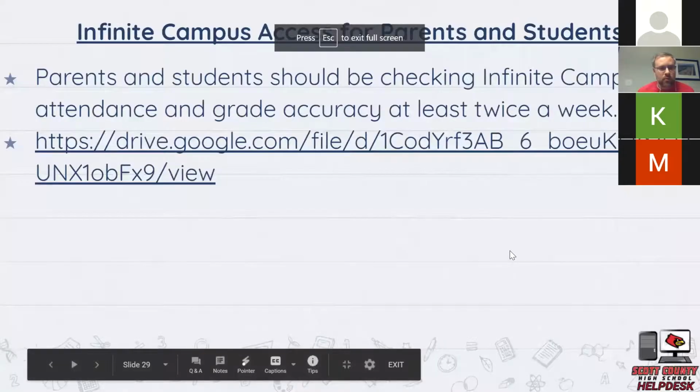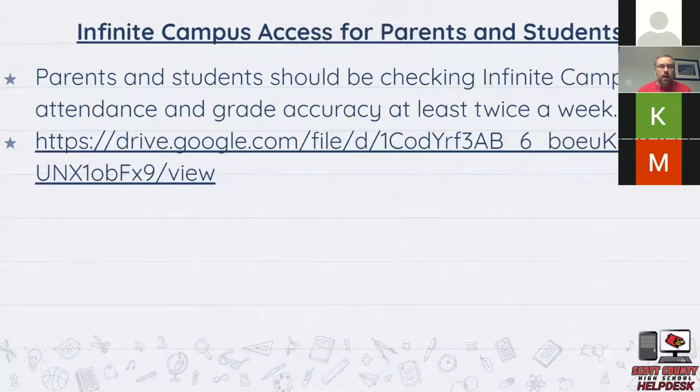So next we'll talk about Infinite Campus. With Infinite Campus, parents and students probably need to be checking that at least twice a week. The two things you're really looking for when you log in are grades, which is usually the number one thing that parents and students want to check, but you also want to take a look at attendance, and make sure that your attendance is accurate.